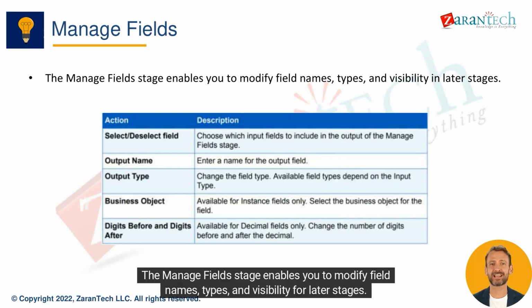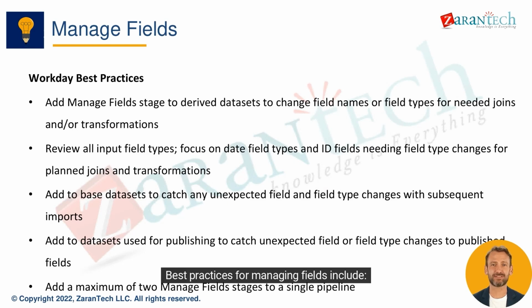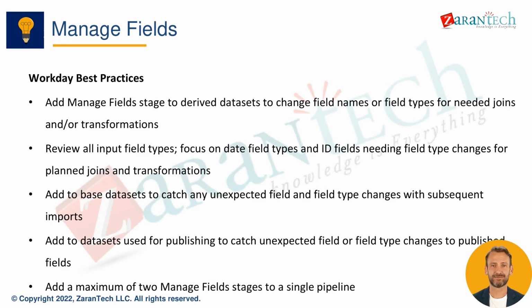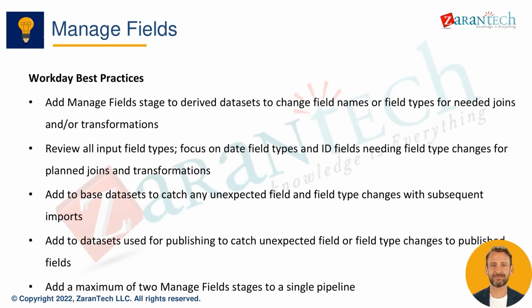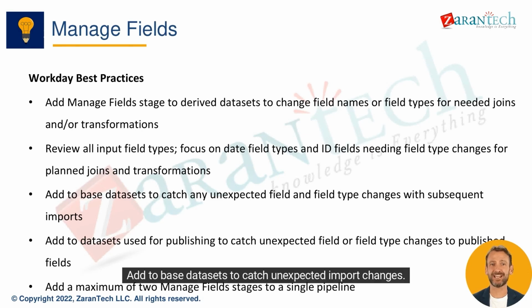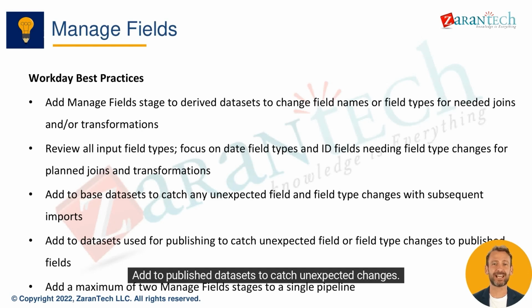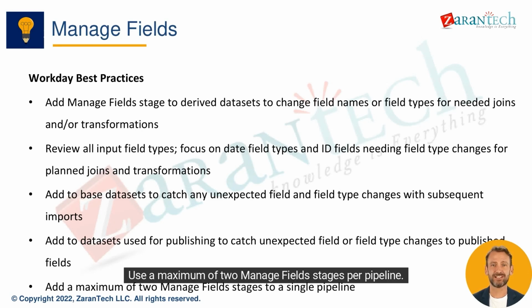The Manage Field stage enables you to modify field names, types, and visibility for later stages. Best practices for managing fields include: add to derived datasets to change names or types for joins and transformations. Review input field types, especially dates and IDs. Add to base datasets to catch unexpected import changes. Add to published datasets to catch unexpected changes. Use a maximum of 2 manage field stages per pipeline.